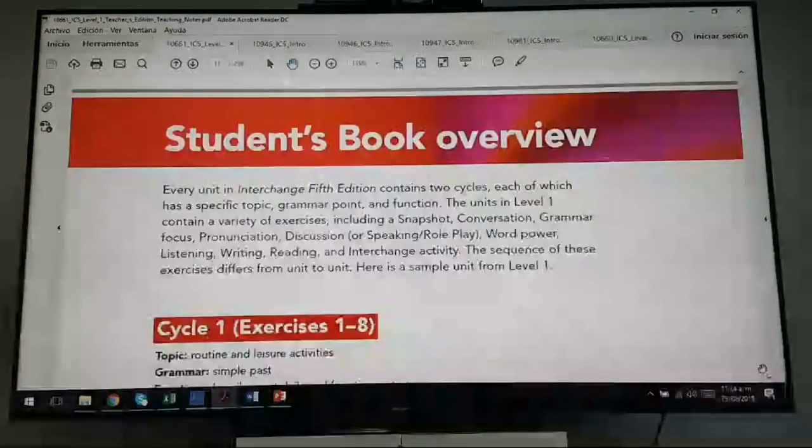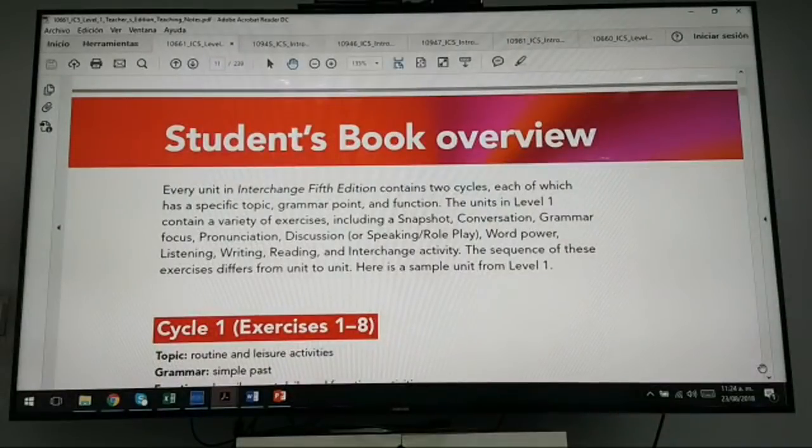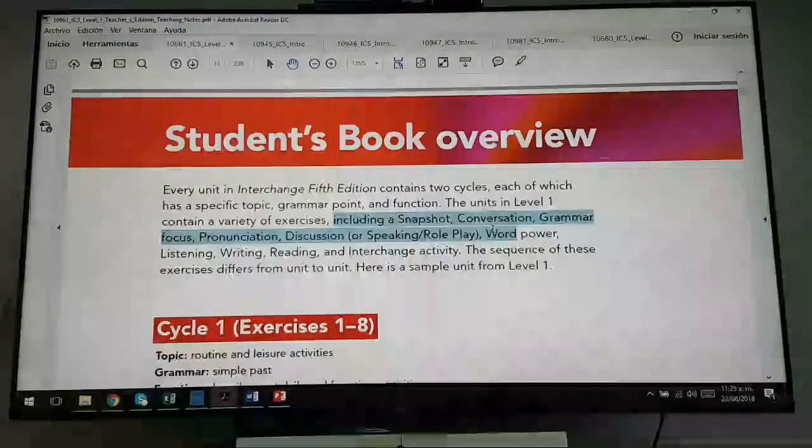Every unit comes in what we call cycles. So there are 2 cycles for every unit. Each cycle has a specific topic, grammar point, and function, the discussion and role play, and something we call word power.